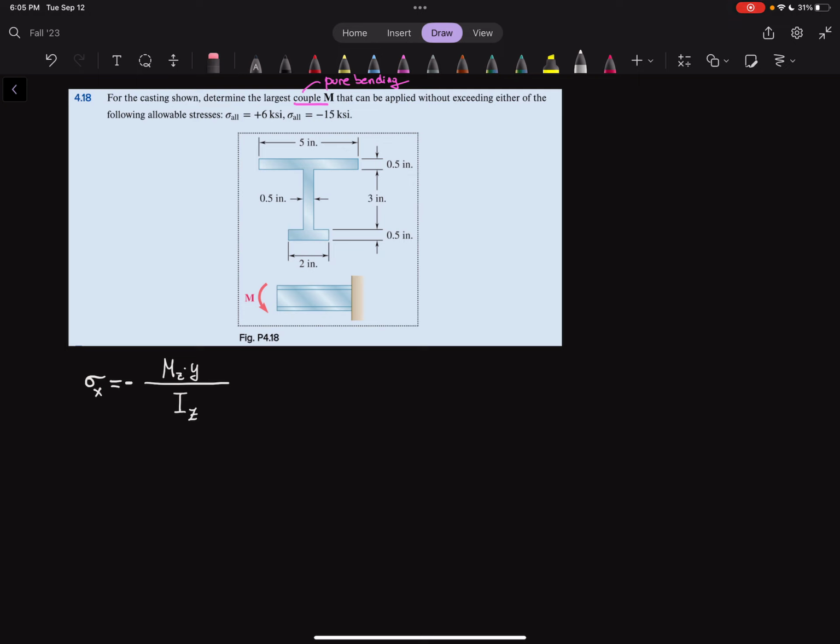And just for reference, I like to put an x here and a y here. And now keep in mind that the z is going to go into the page using the right-hand rule because you'd curl your fingers this way. And that's what I made a mistake on in an earlier video.